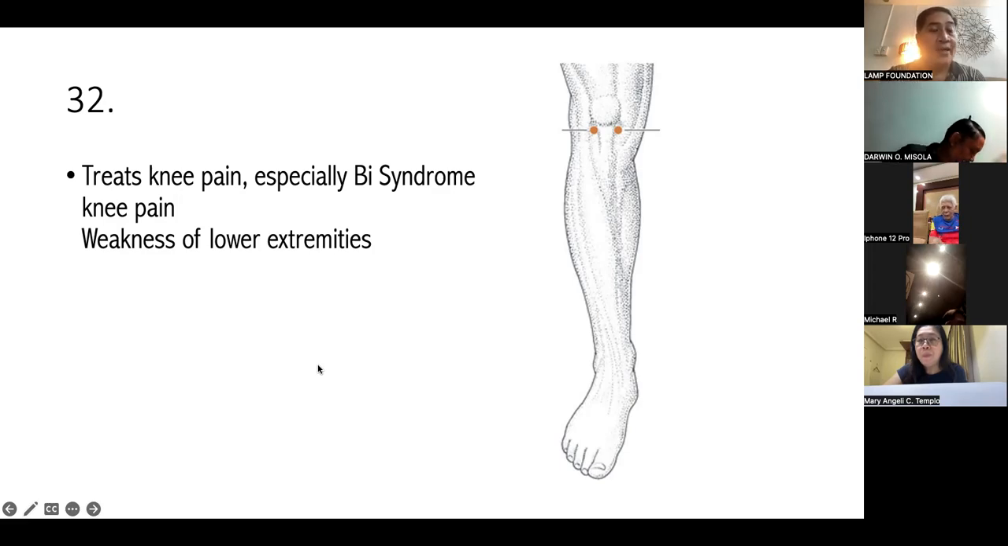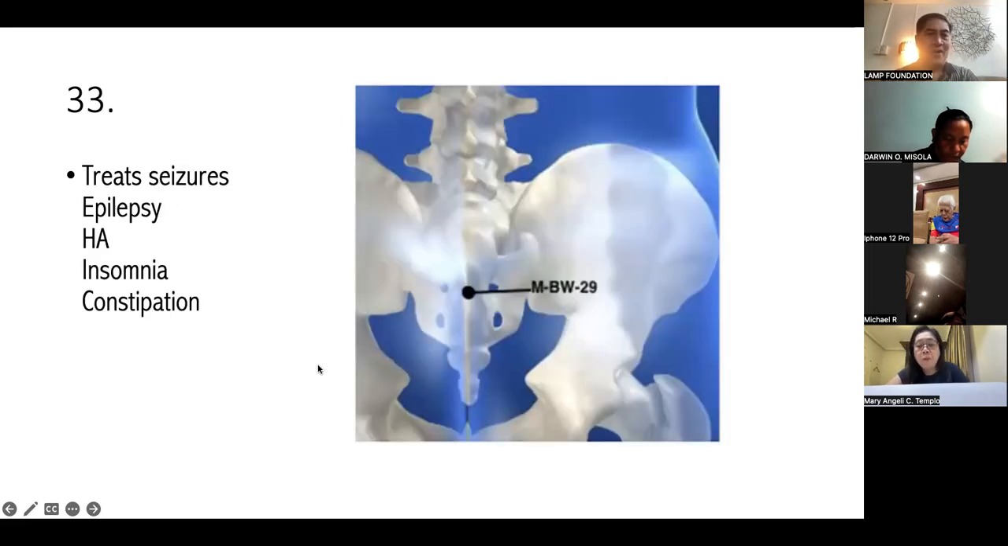Okay, so weakness also of the lower extremities. What do you call this point? Xiyan. Okay. Yes, very good. Okay, number 33. Nandiyan po yung point. Treats seizures, epilepsy, headache, insomnia, and constipation.